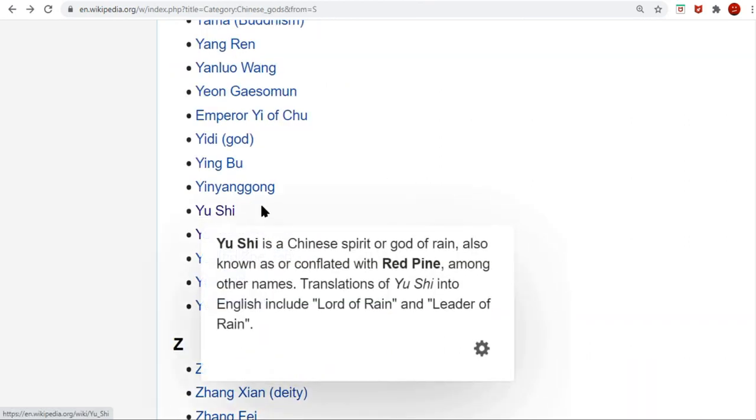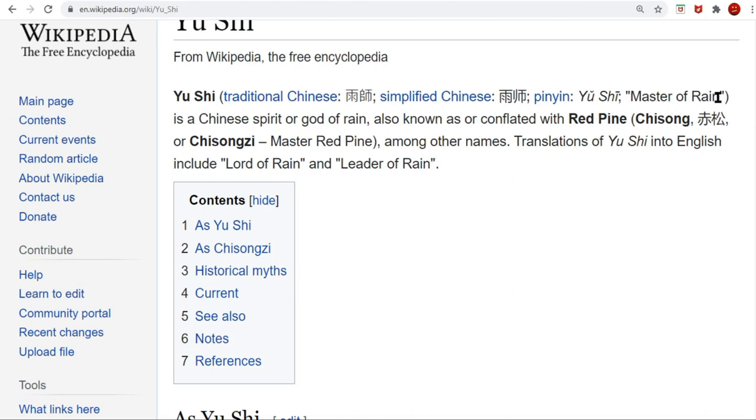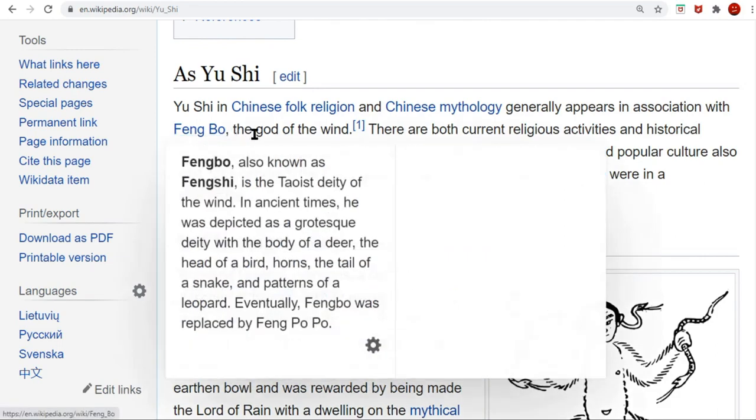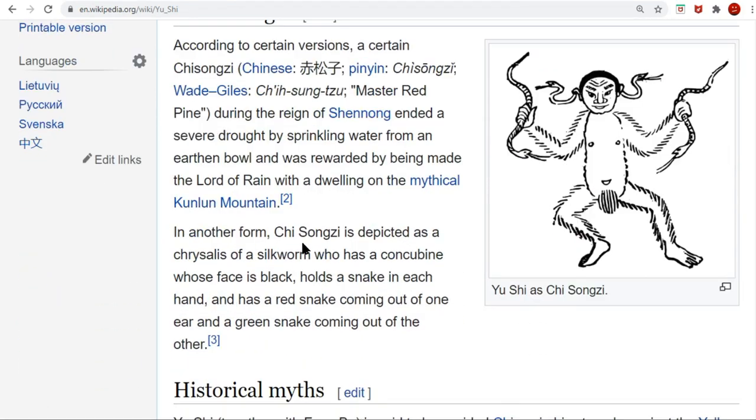And this Yu Shi, you could read it Shi Yu, Shiva, the Y is the V, the Shiva. He is the master of rain, god of rain, and often appears with Feng Bo, the god of wind. He has another form, Chi Songzi, depicted as a chrysalis, a silkworm, who has a concubine whose face is black, holds a snake in each hand, and has a red snake coming out of one ear and a green snake coming out of the other. That's why we have port and starboard lights on our boats, one red and one green.